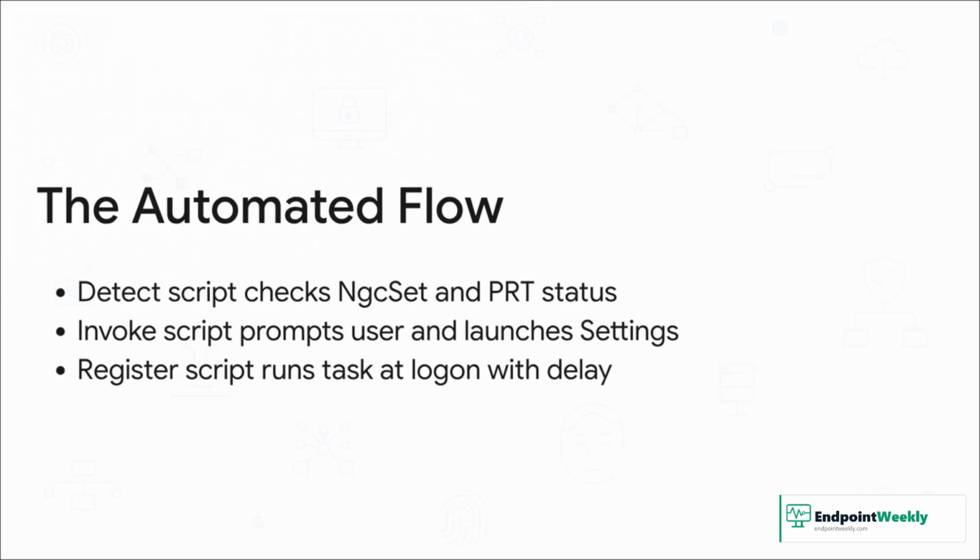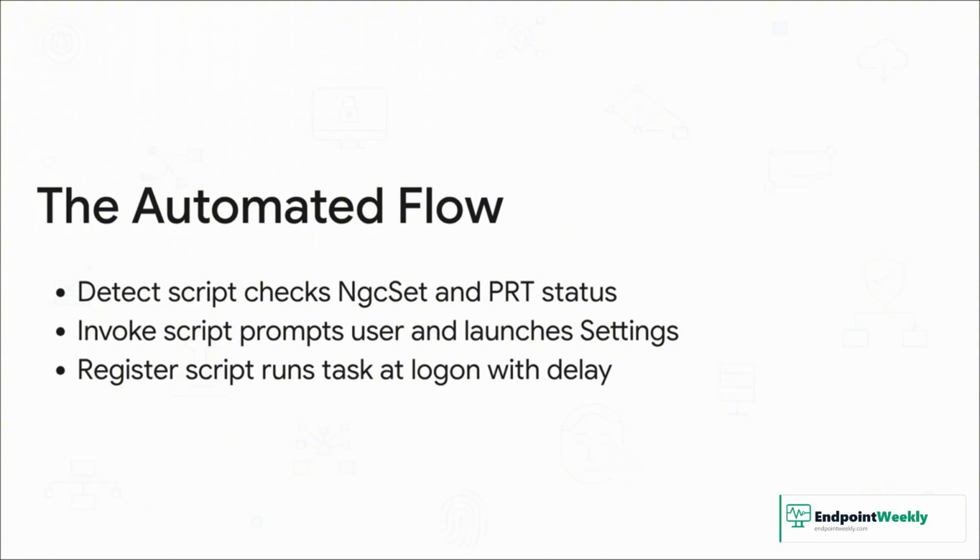First up, you have Detect-WHFB-Enrollment. This acts as your Intune detection script, and it actively hunts for both the PRT status and that sneaky missing NgcSet value. Second, there's Invoke-WHFB-Enrollment-Check. If the first script finds a problem, the second script swoops in as the user-facing hero. It parses the device state, gives the user a friendly prompt, and literally launches the exact settings page they need. And third, we have Register-WHFB-Scheduled-Task.